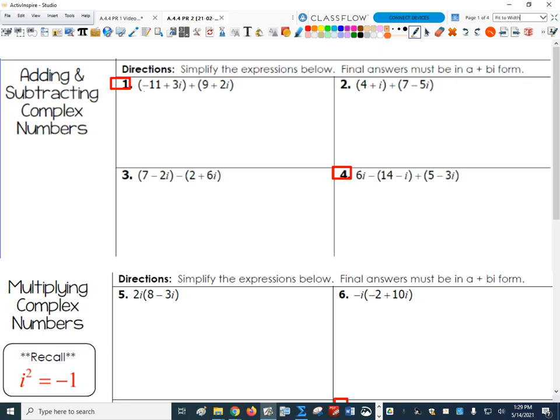If we add up the constants, what's negative 11 plus 9? Negative 2 plus 3i plus 2i. That's it. It's that simple. Piece of cake. So if you're subtracting, let's jump down and look at number 4.